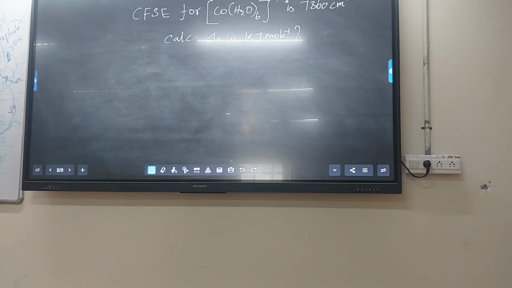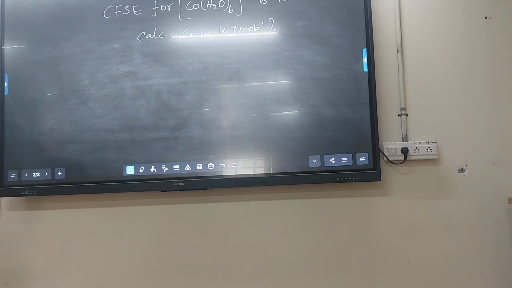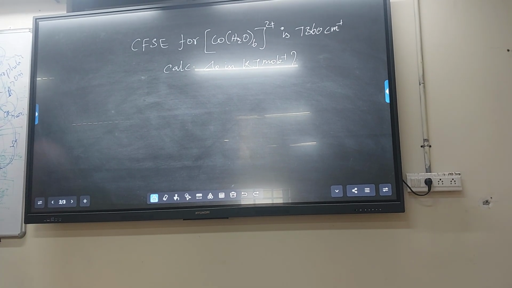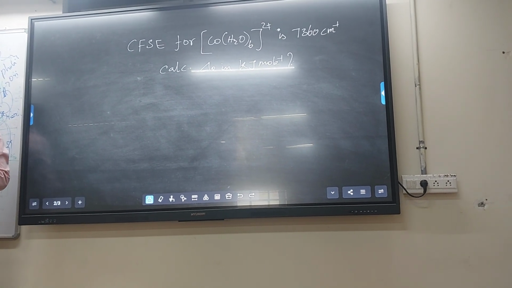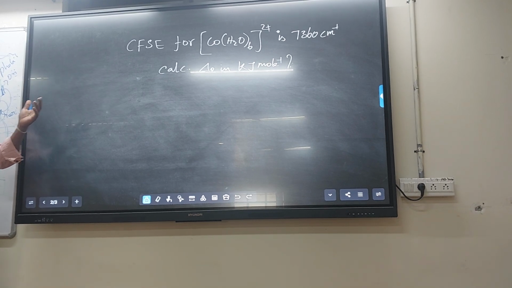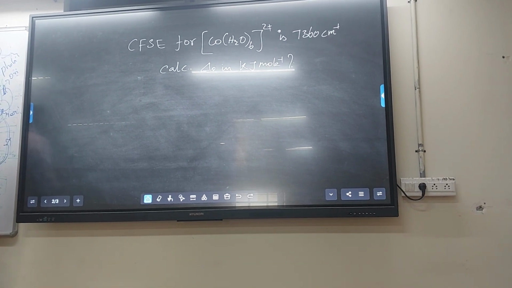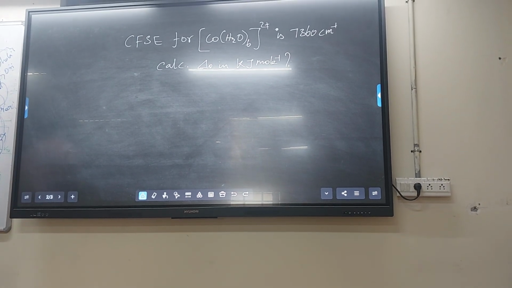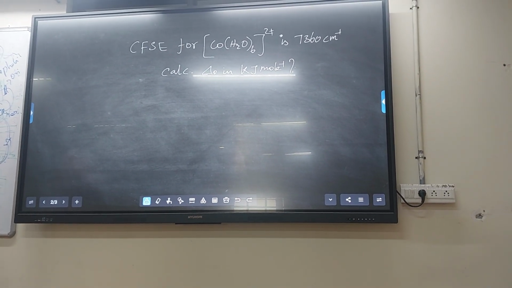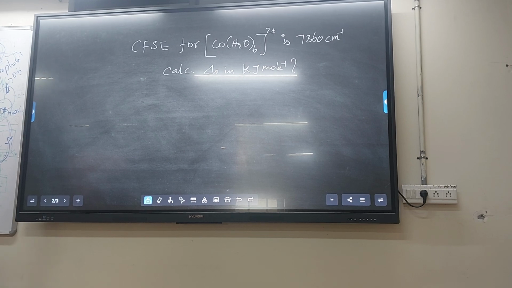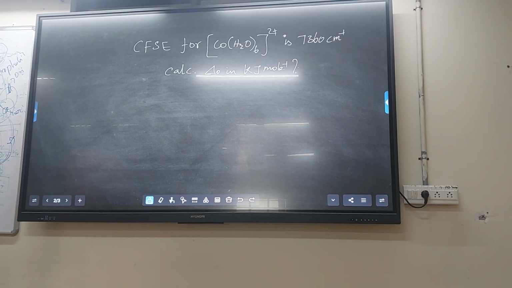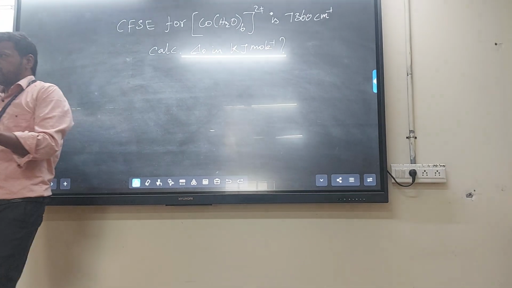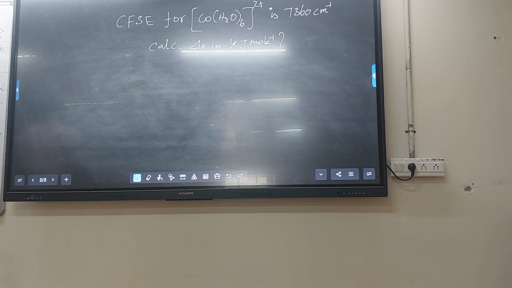Yeah, so they gave some information. Calculate the CFSE value for the cobalt hexaaqua 2 plus complex. Their CFSE value they gave is 7360 centimeter inverse. What is the CFSE? CFSE means crystal field stabilization energy. Energy they gave in terms of centimeter inverse. They ask for the result in kilojoule per mole. That's it. They gave the information CFSE.